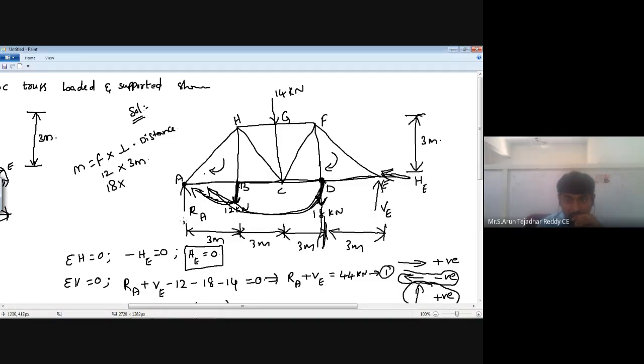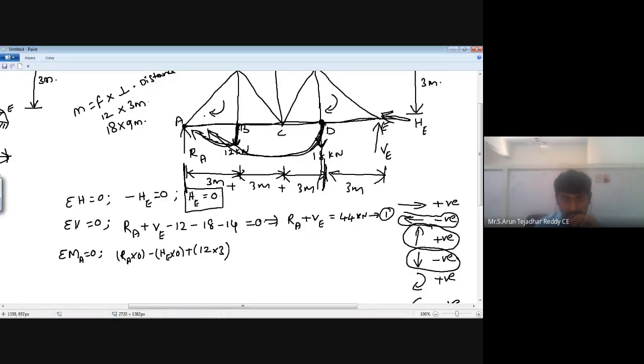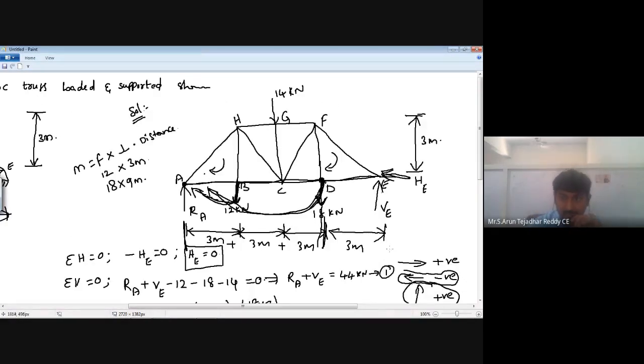D to A. The perpendicular distance from D to A is 3 meter plus 3 meter plus 3, totally 9 meter, plus 18 into 9. Next, again, one vertical reaction is acting here at point E.